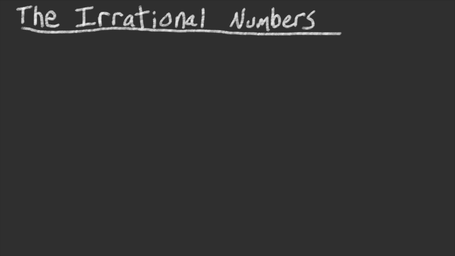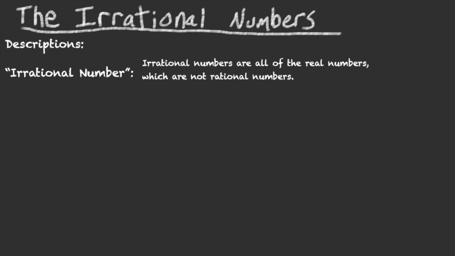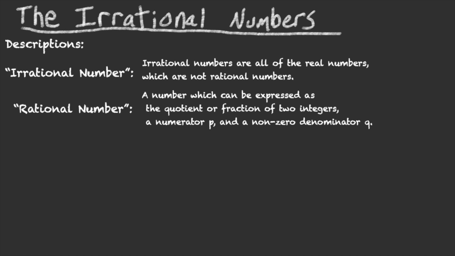The irrational numbers. Let's start with some descriptions. Irrational number: irrational numbers are all of the real numbers which are not rational numbers. Rational numbers: a number which can be expressed as the quotient or fraction of two integers, a numerator p and a non-zero denominator q. Integer number.